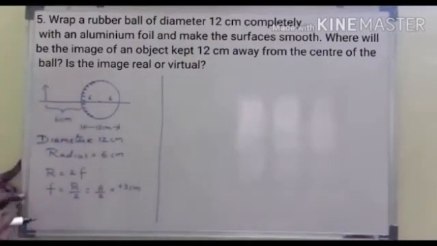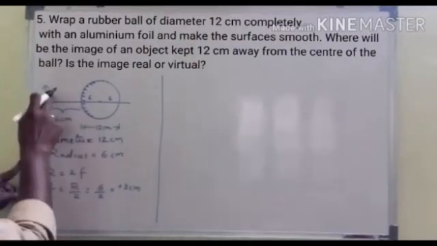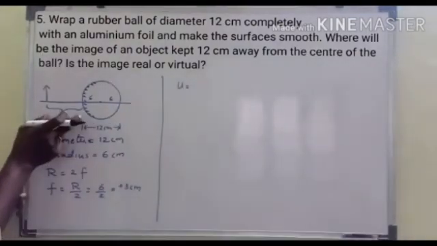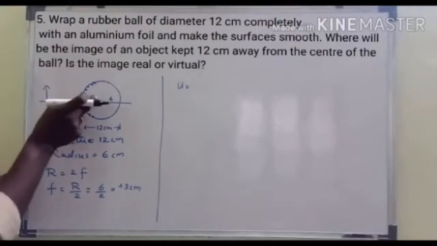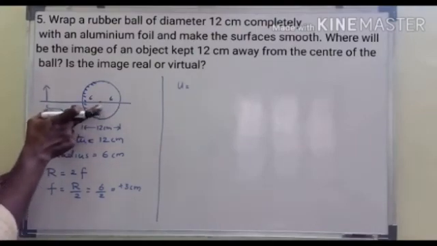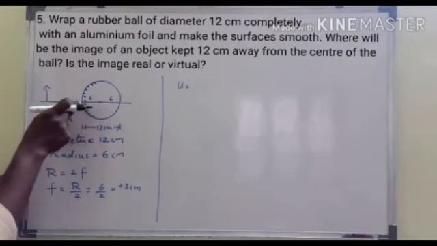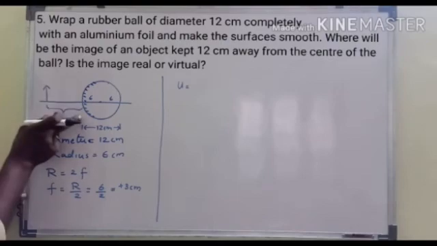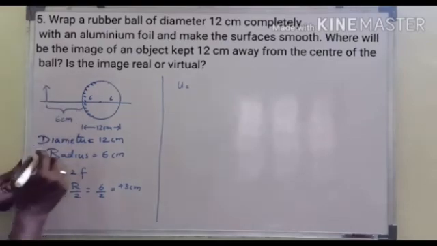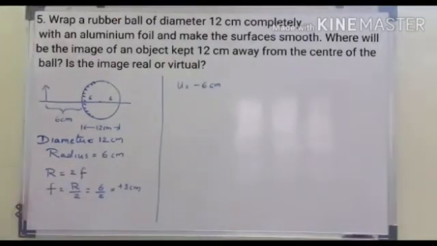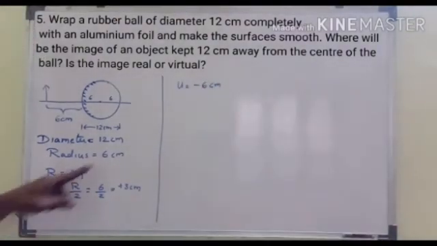From this figure, we can find out the distance of the object from the mirror. u is equal to 6 centimeters because it is 12 centimeter away from the center of the ball. The radius is 6 centimeters, so 6 plus 6 is 12. So the object is 6 centimeter in front of the mirror, so u is equal to minus 6 centimeters. So we got f and u.